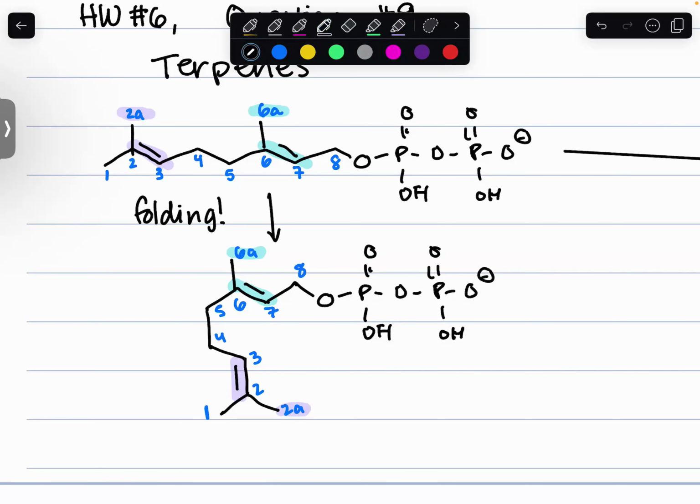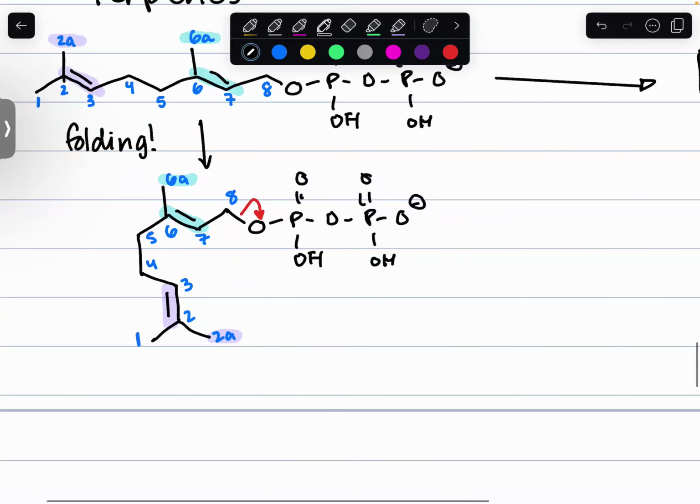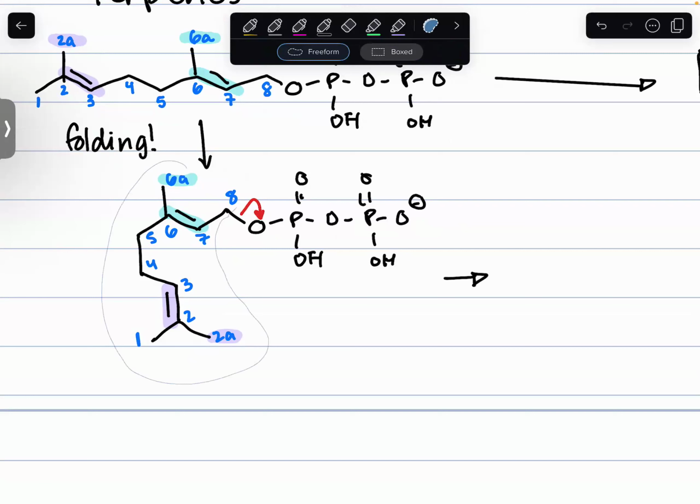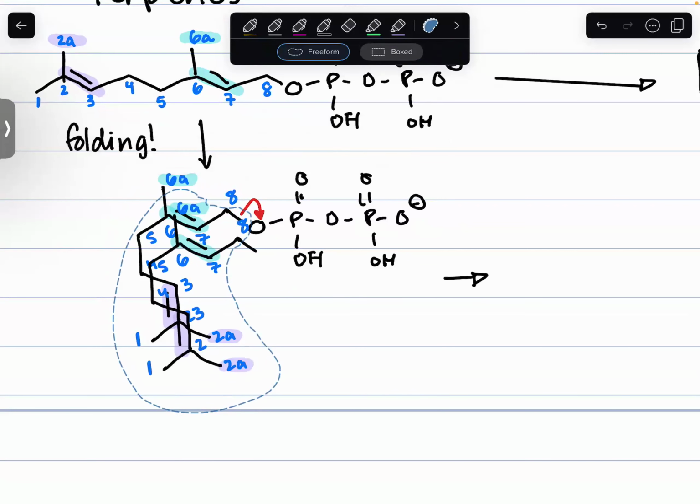Now that we're folded, it's kind of like we've primed ourselves for reaction. So OPP is a good what? Leaving group. So guess what it's going to do? Leave. Goodbye. Let me do it in red. I'm just going to take all of this and duplicate it.